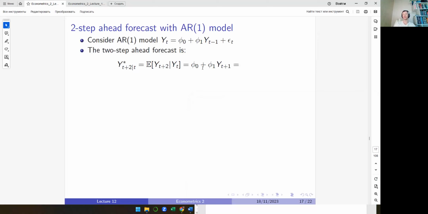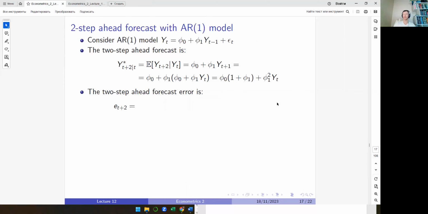This is phi 0 plus phi 1 yt plus 1. So now we don't know what yt plus 1 is. We need to plug the expression for yt plus 1 here. And finally, recursively, we have the following expression: phi 0 times 1 plus phi 1, plus the following coefficient squared times yt.